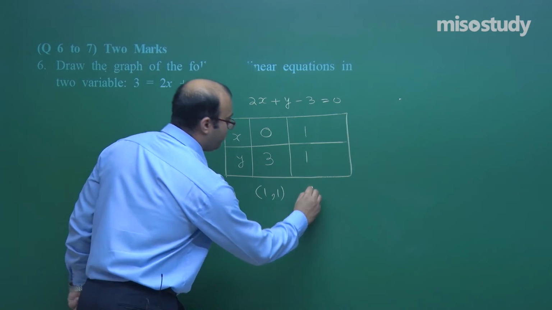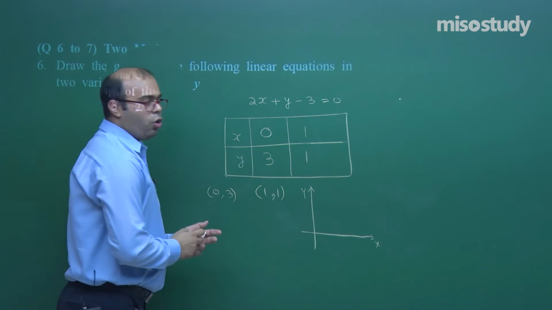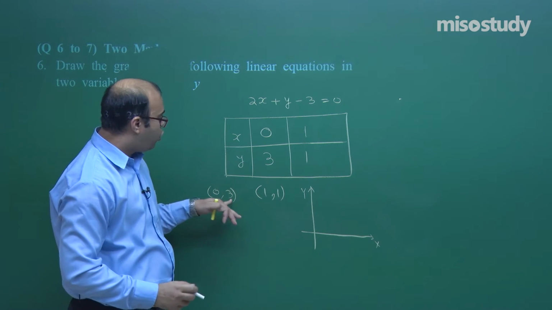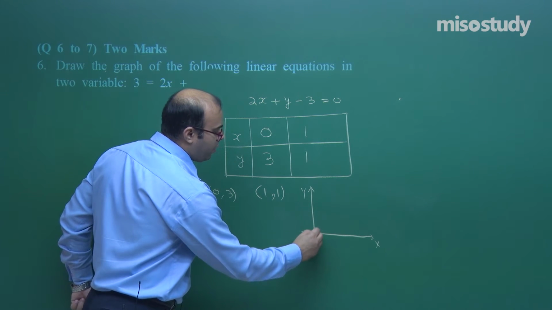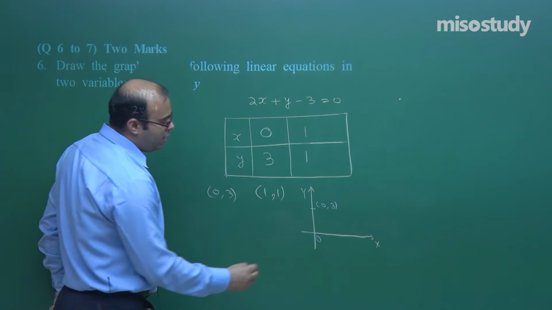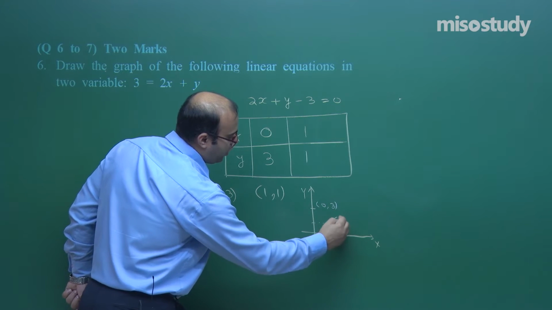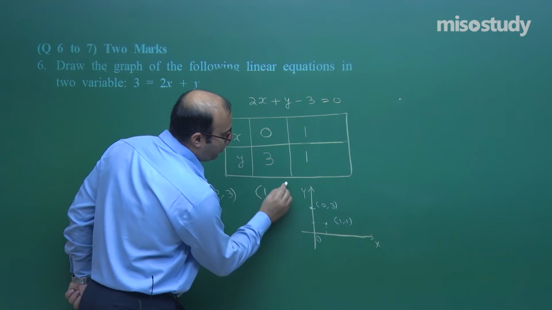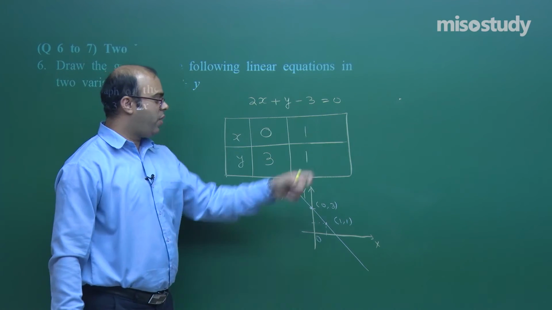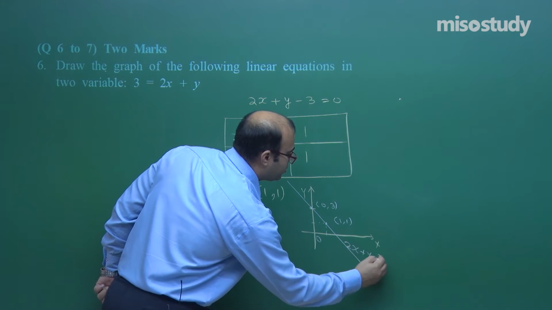Let us draw the graph. This is the x-axis, this is the y-axis. If we draw to the scale to some extent, this is not a graph paper. So, 0, 3: x is 0, y is 3. So, this is 0, 3. 1, 1: x is 1, y is also 1. So, the point is this one, 1, 1. These 2 points are joined and we get a line. This line is 2x plus y minus 3 is equal to 0.